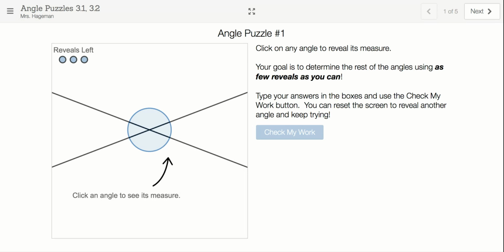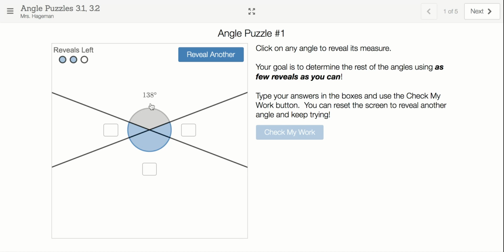So your answer to the first slide, revealing as few answers as possible. You can pick any of these, okay? You need at least one of them to be able to work your way around. So if this angle is 138 degrees, the one across from it, that is a vertical angle, so that is also 138 degrees. And then to get the other two, these are linear pairs.